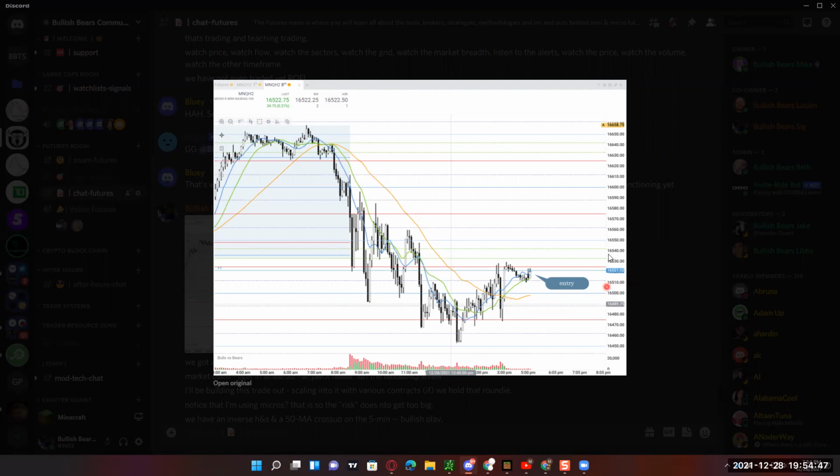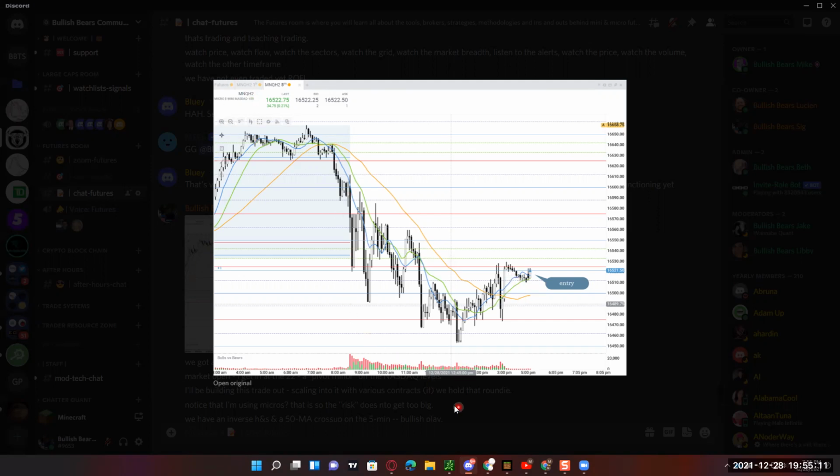16,521 half. That's where I got in. And I was willing to ride this to the downside, accumulating more entries at that range between 16,521 and 16,500. And I'm willing to take multiple contracts here, just keeping the risk small. It's the MNQ.